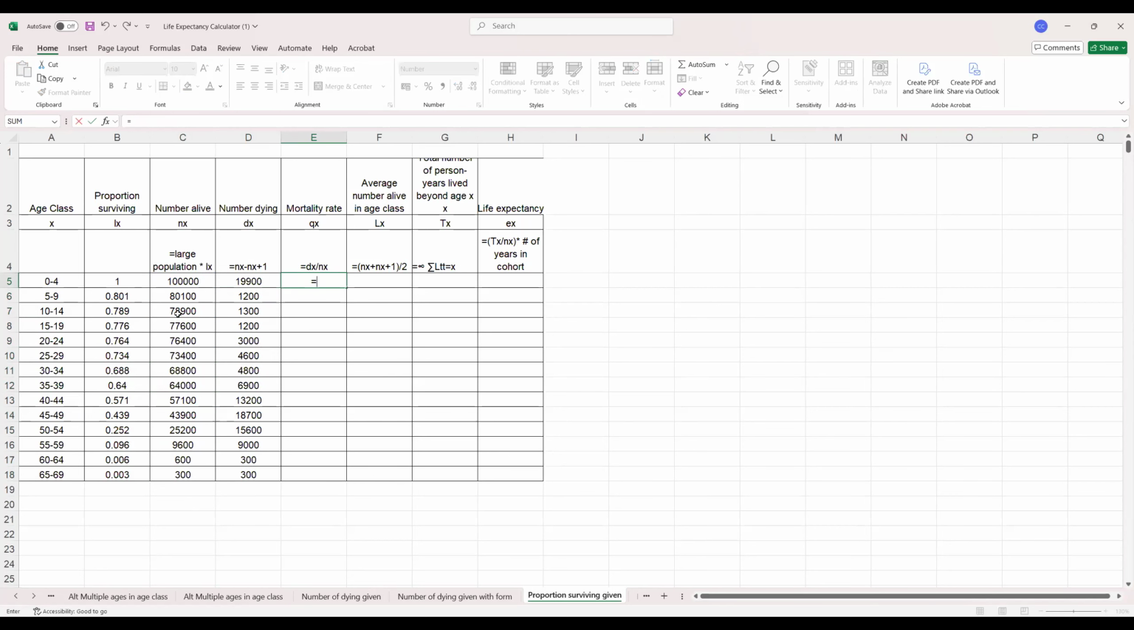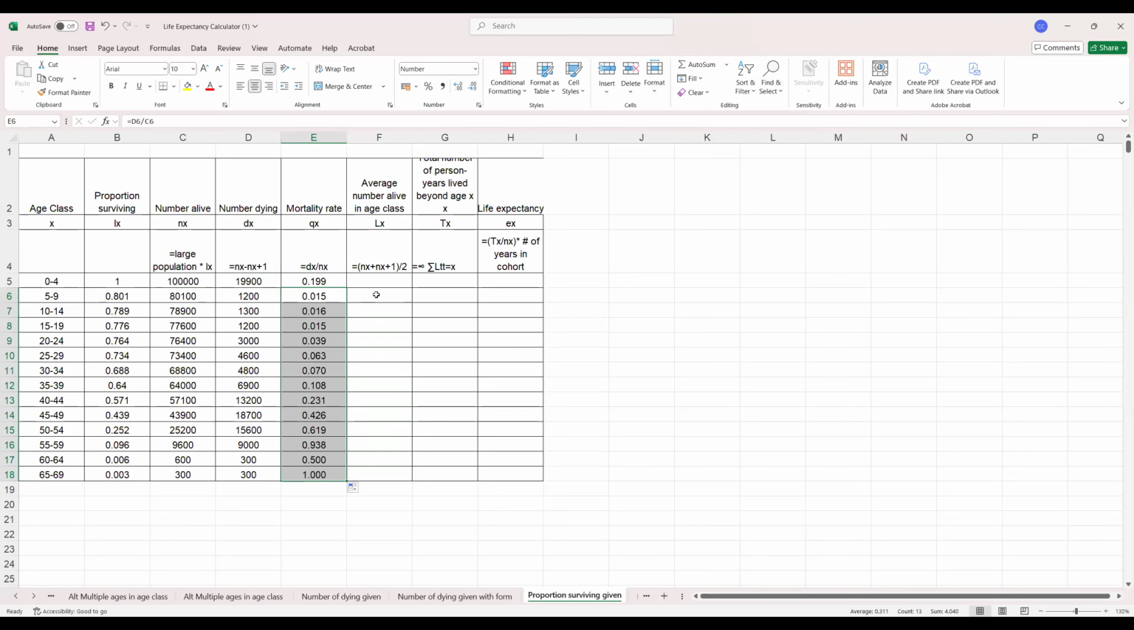And then mortality rate, we now go back to our proportions. Number of those who died divided by number alive for that age class. Again, number who died divided by number alive for that age class. And again, you can drag and drop or copy paste. Grab that corner and drop it.